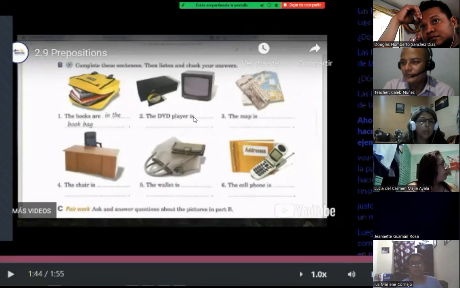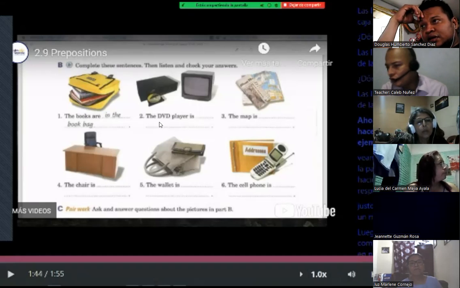Okay. Number two, DVD player and the TV. What do you think? The DVD player is?